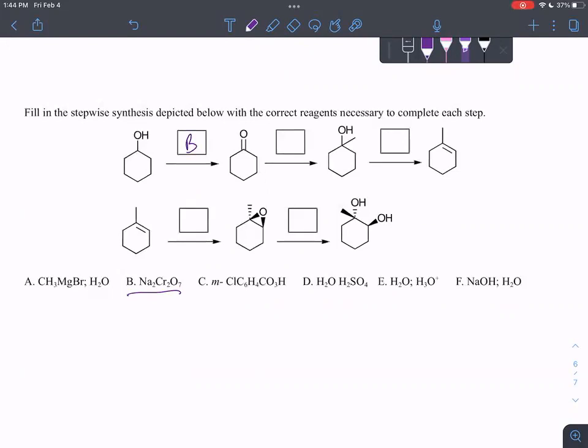So we have a ketone, and then what does it get turned into? An alcohol. Yeah, it gets turned into an alcohol. And what can we use to make that happen? Grignard. We can use a Grignard. So what's the only Grignard in the answer choices?